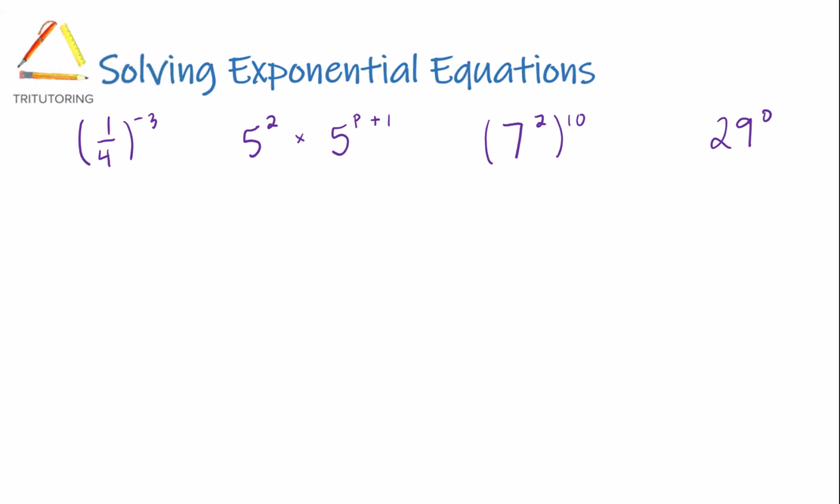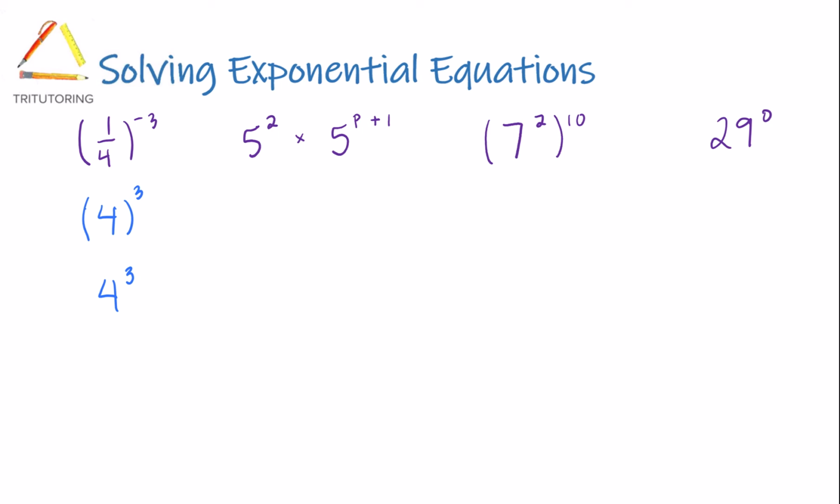On this first one, I have 1/4 to the negative third. So because it's a negative, I'm going to flip it so that it's 4/1, still to the third. Well, 4/1 is just 4. So for my simplified answer, I'm going to write 4 cubed. Now, I don't have to calculate what that is. I really just want to leave it in this simplified form.